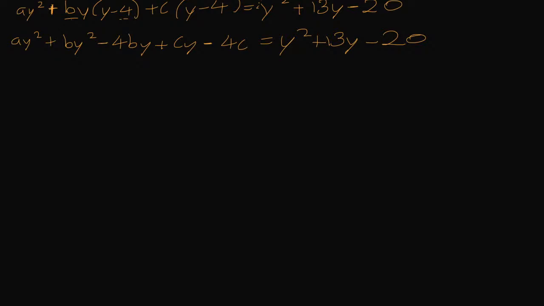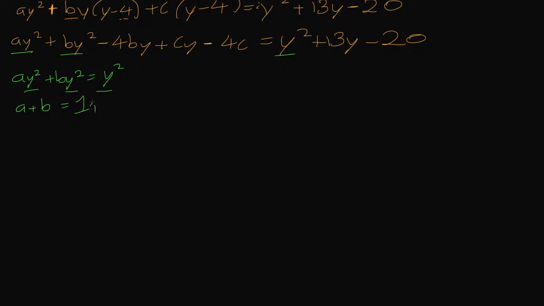Now we need to equate the like terms. We're going to have the terms containing y squared first. So we have ay squared plus by squared is equal to y squared, right? So we can just factor out the y squared, so a plus b is equal to 1. We just divide by the y squared.